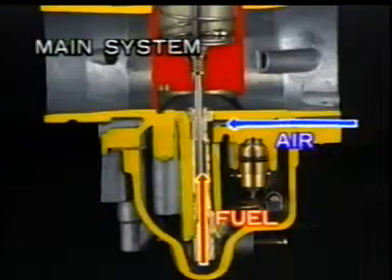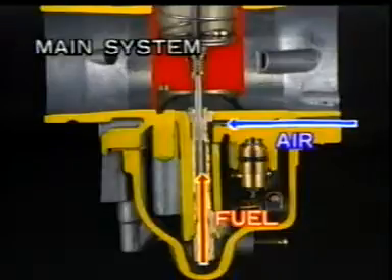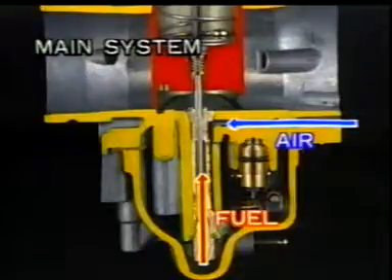The passages that supply fuel to the engine at medium and high speeds make up what we call the main system. The main system also has two kinds of passages, those which carry fuel and those which carry air.